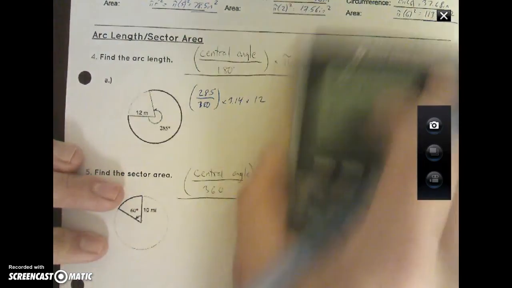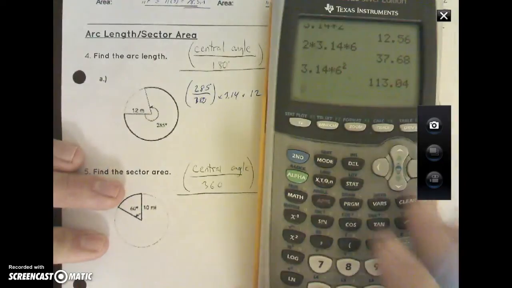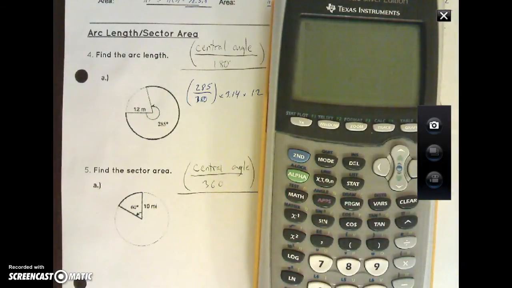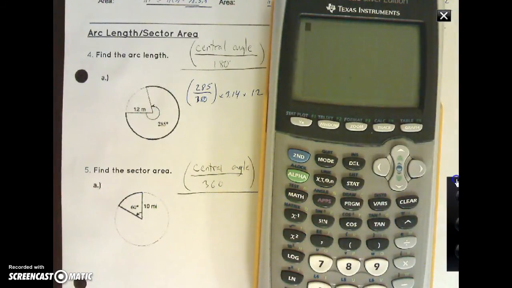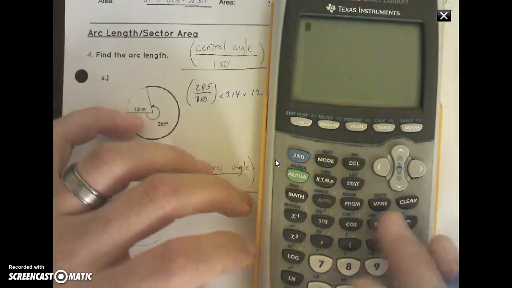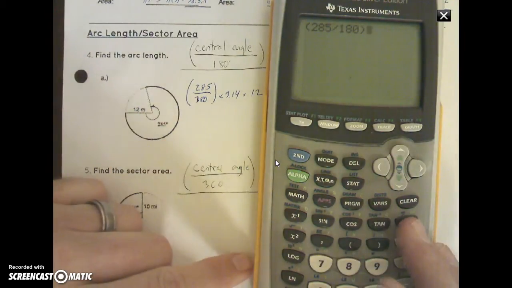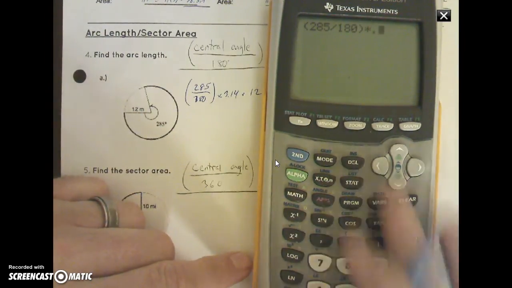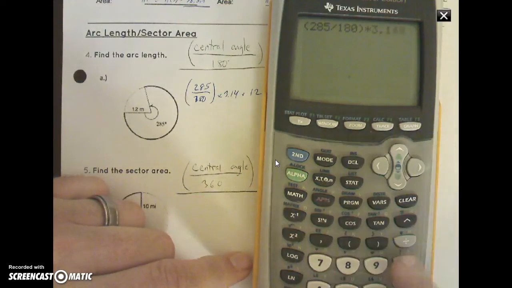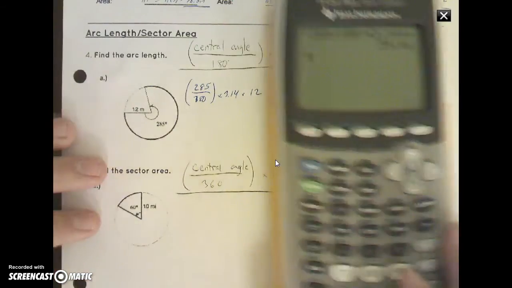Guys, this is strictly calculator work. So now, I don't know if this is in your way or not. I'm assuming it is. Give me 1 second. Okay, cool. So I'm going to do parentheses 285 divided by 180. Close it, times 3.14 times 12. Pardon me. 59.66.